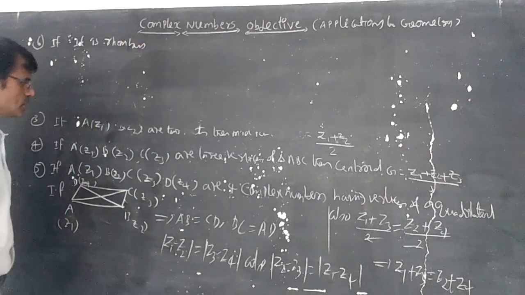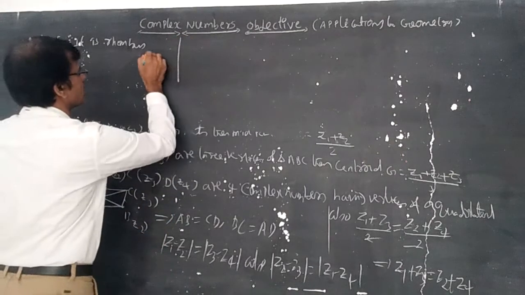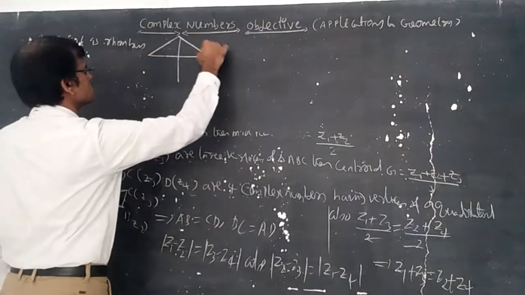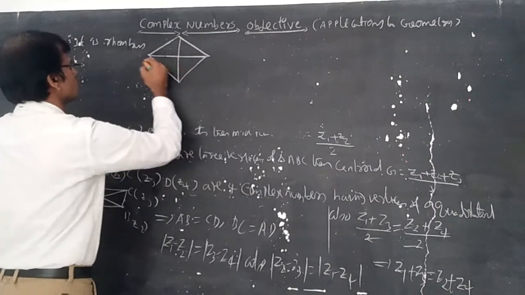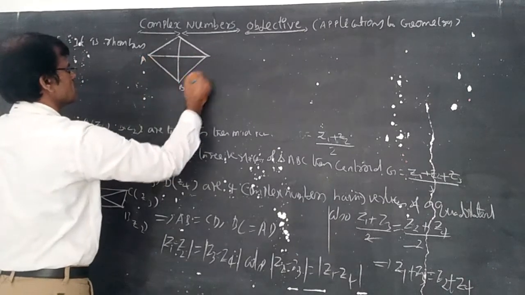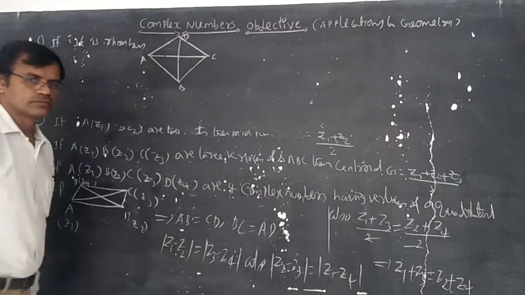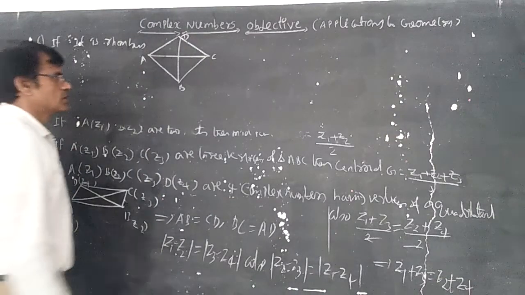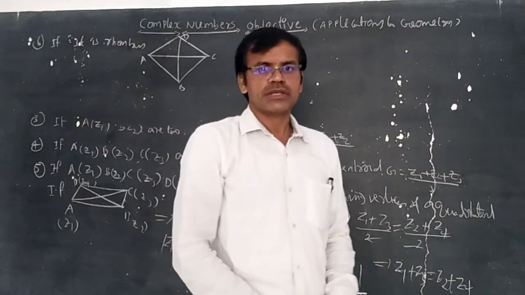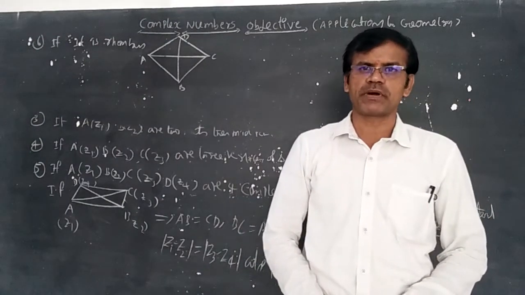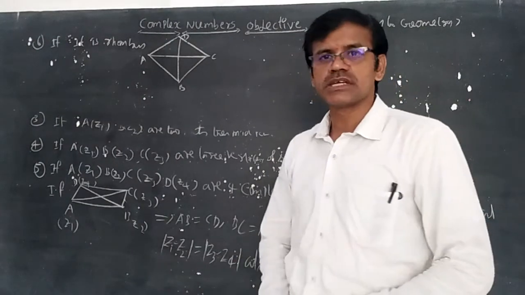It means here A, B, C, D. Simply draw the diagram like this. Put here A, B, C, D. A meaning Z1, B meaning Z2, C meaning Z3, D meaning Z4. In a rhombus, in the geometrical property, we know that all sides are equal.